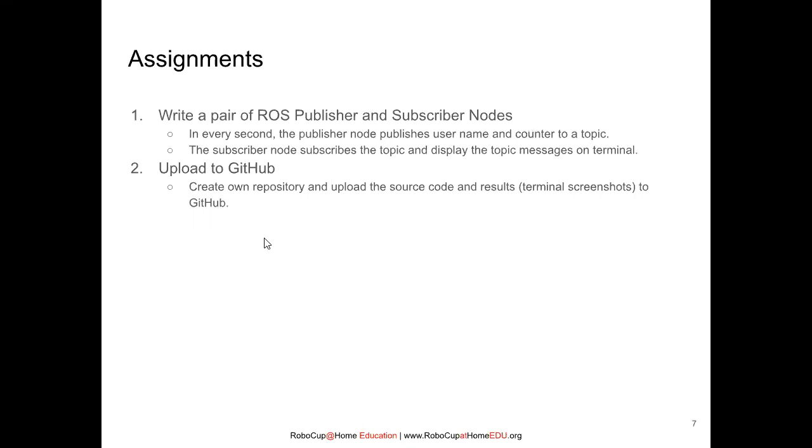Please do this. If you want to use GitHub, I would suggest that you create your own repository and upload the source code and also the result, for example the terminal screenshots. You have your publisher screenshot and your listener screenshot, and you put them on GitHub and make it a project, a repository. If you want to show it to me, you can. This is just an assignment to let you exercise what you just learned to make sure that you understand.